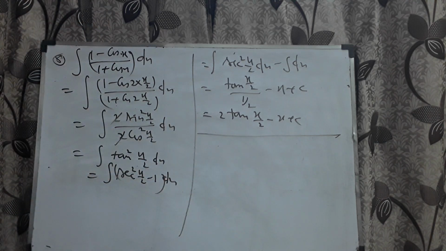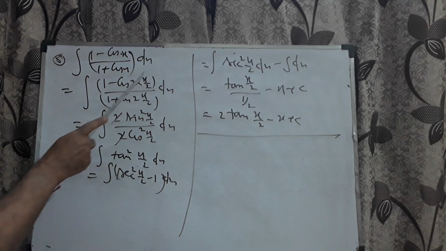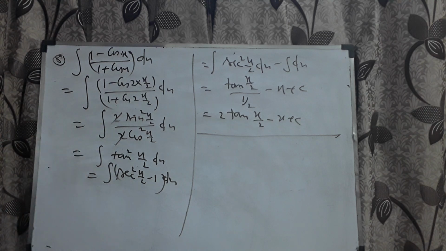Let me just explain once again. Integral 1 minus cos x by 1 plus cos x dx is the question given to you. This x can be written as 2 into x by 2 in both cases, in both numerator and denominator. 1 minus cos 2a is 2 sin square a, so 2 sin square x by 2. 1 plus cos 2a is 2 cos square a, so 2 cos square x by 2. The 2 gets cancelled. Sin square by cos square becomes tan square, the same value.